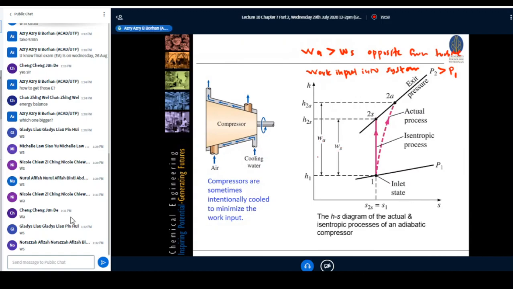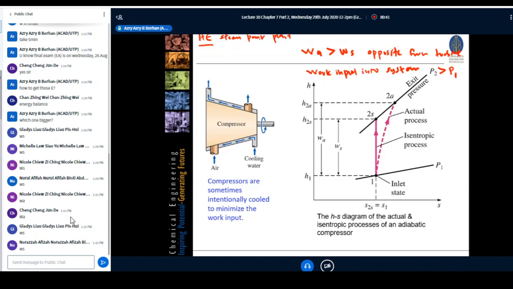your WA is always greater than WS. So for an actual pump or compressor, you need to provide the equipment or devices with more power or more work for it to perform its job compared to when it is operated under isentropic conditions, which is bad news. Because guys, we know from the other day, remember, from your heat engine system, where we take into account the steam power plant.